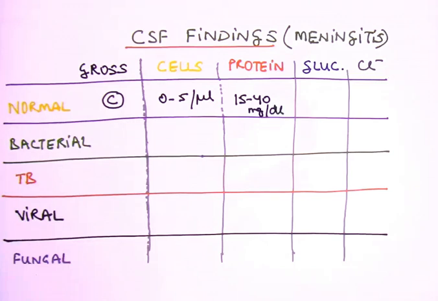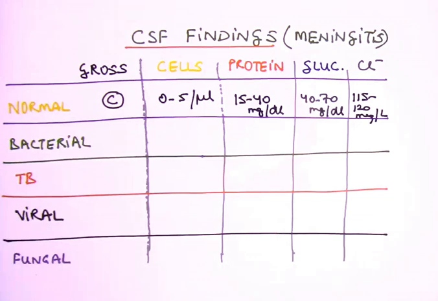We do have the presence of glucose also inside the cerebrospinal fluid, which is in the range of 40 to 70 milligrams per deciliter. And normal CSF contains chloride, which is around, for the sake of easy remembrance, 115 to 120 milliequivalents per liter. As most of us are familiar, the cerebrospinal fluid has a pressure which varies between 6 centimeters to 15 centimeters of water.